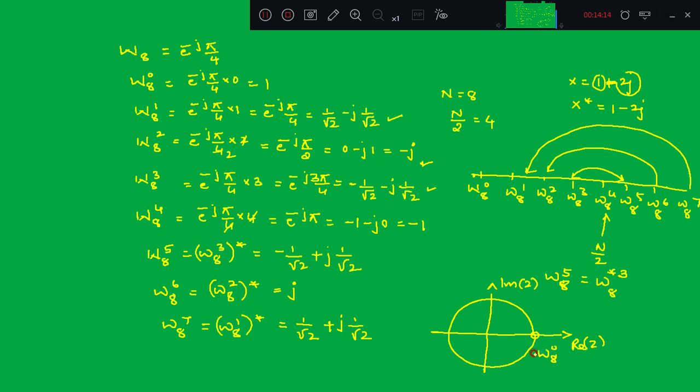And the conventional method is to follow the clockwise direction. So here it is W8 raised to 0, then you will get W8 raised to 1, and here it is W8 raised to 2, W8 raised to 3, W8 raised to 4, W8 raised to 5, W8 raised to 6, and here it is W8 raised to 7.